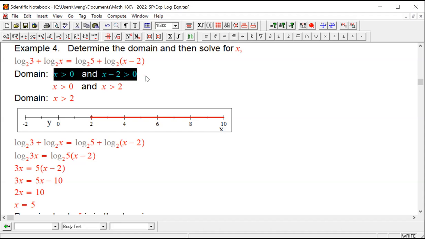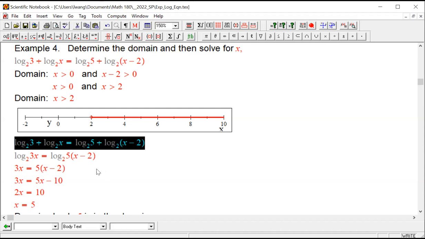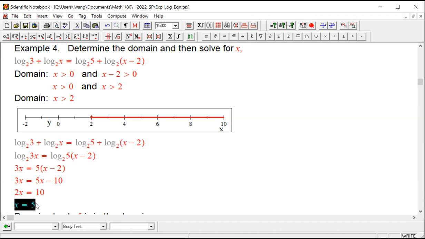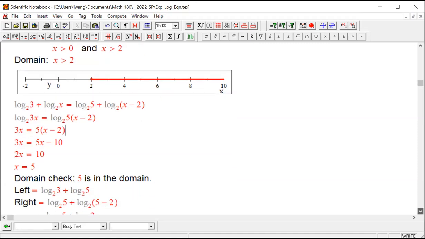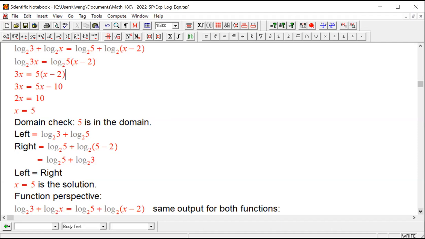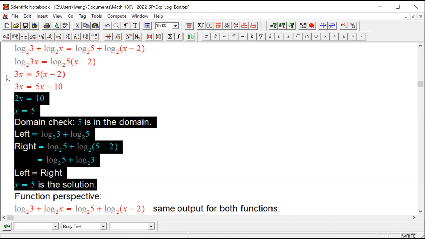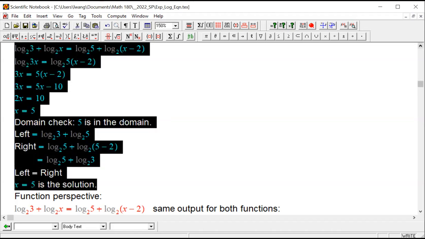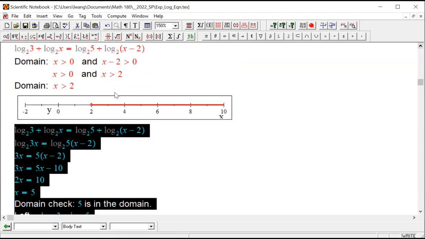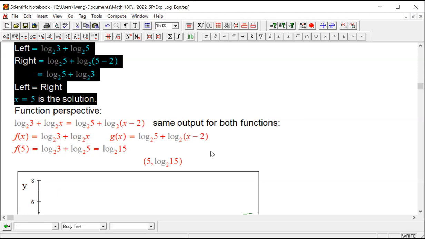First, domain determination. We got x larger than 2, so we graphed it. Then we do the product rule on both sides, and we get a linear equation, and we get x equals 5. So these steps should not be too difficult. We check the answer, and that's the right answer. It's finished, along with the domain determination. But in this question, I actually want to give you another perspective.